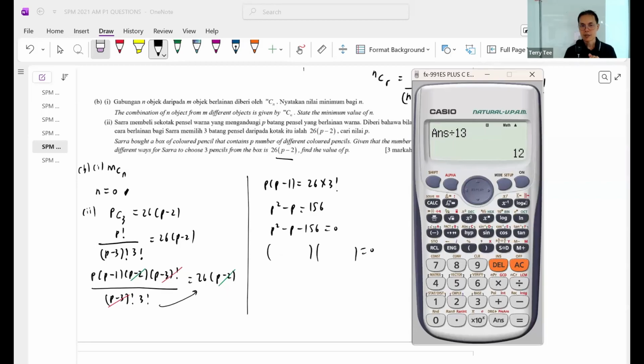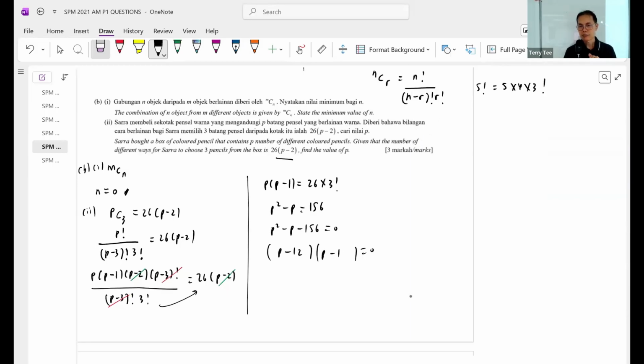13 and 12. 12 and 13. Now, p is always, this is positive and negative. P is your number of different color pencil. It's always more than 0. So what do I take? We take 13.